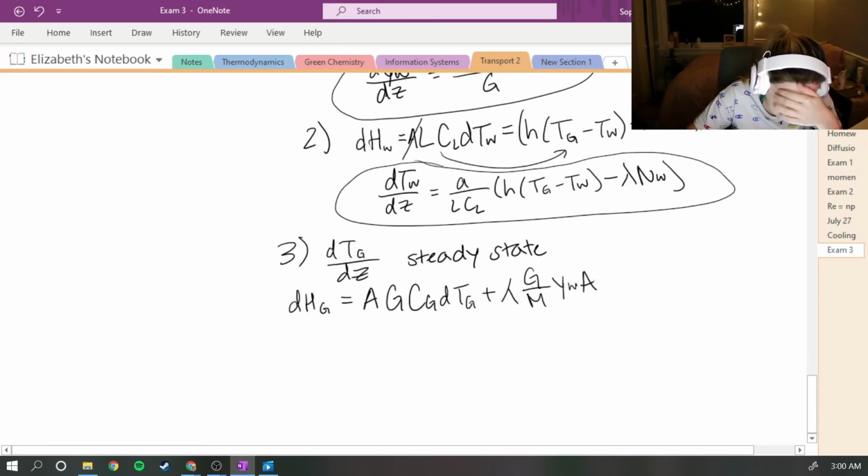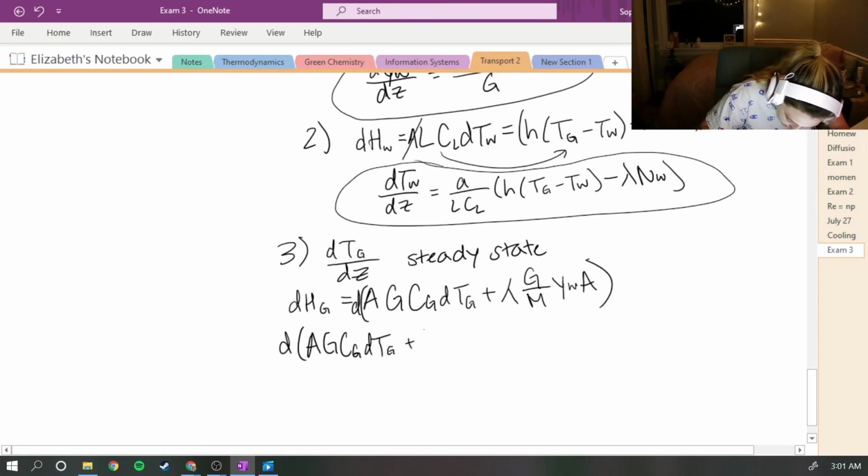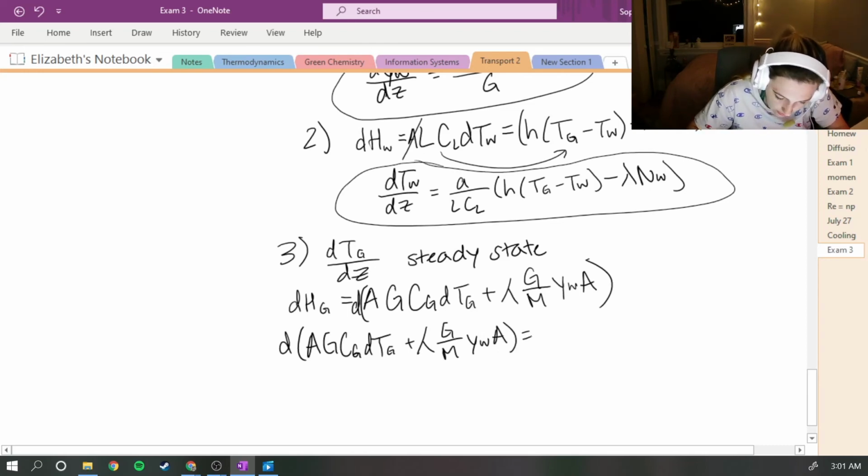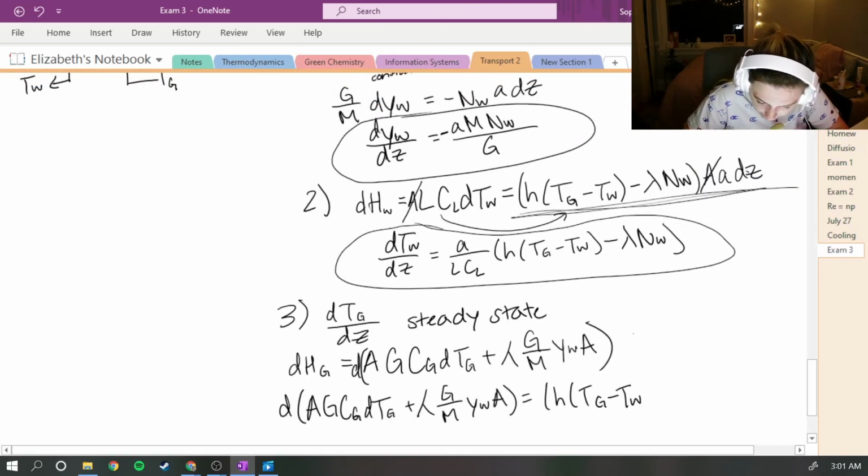So then we just have to set this equal to the enthalpy of the water. So I'm going to rewrite this. Oh, I just realized my head's going to be in the way. There you go.